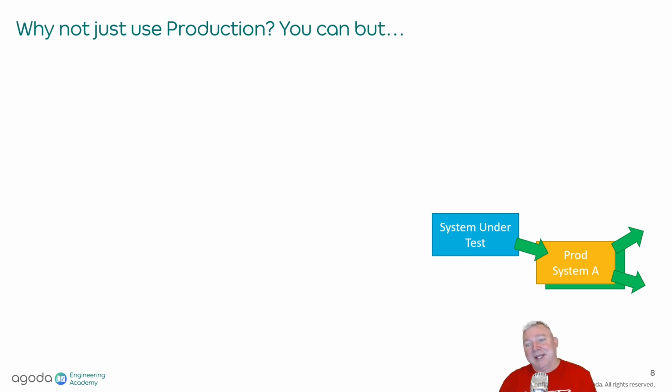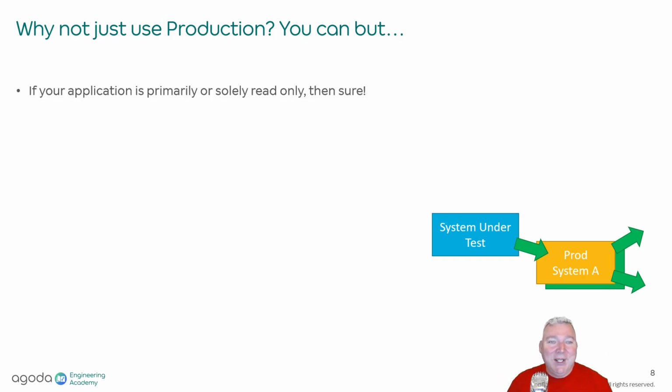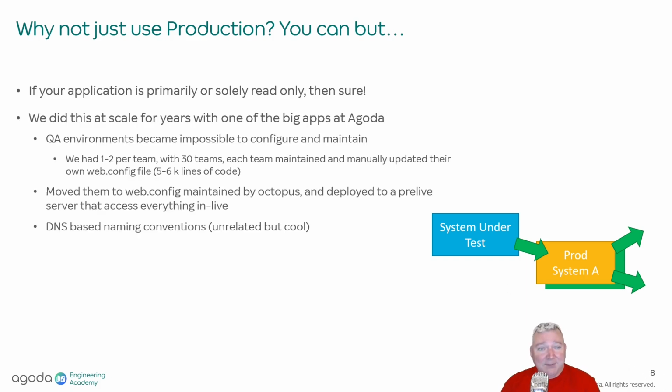Why not just use production? You can, if your application is primarily or solely read-only, then sure, just use production for your dependencies. We did this at scale with one of the big systems I used at Agoda for years. We started off with a huge problem with QA environments. We had 1 to 2 per team with about 30 teams.